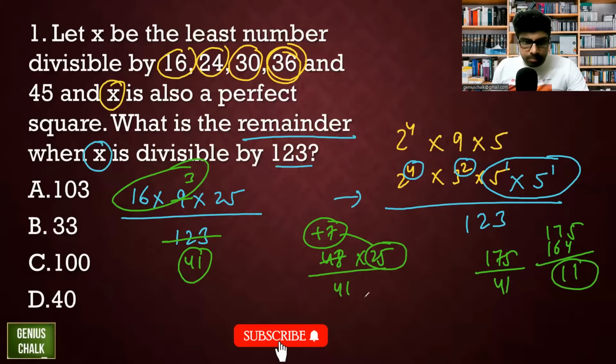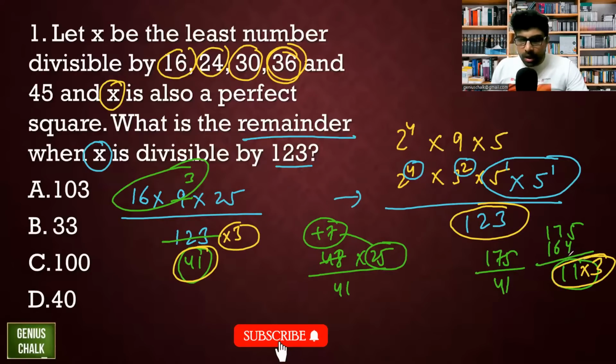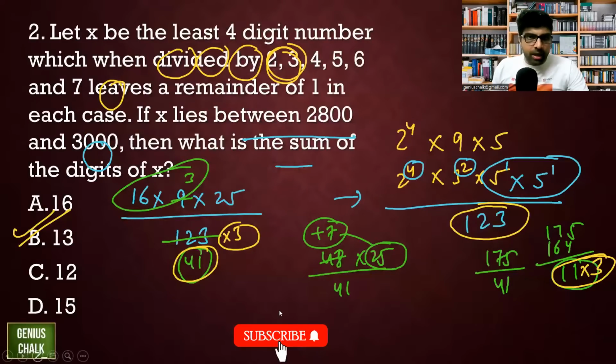But remember, as per the division rule, this was 123. We had cancelled it and made it 41, so we had divided it by 3. So in the end, I need to multiply this 11 by 3. So that is my answer. That is option B, right? Let's try the next one.